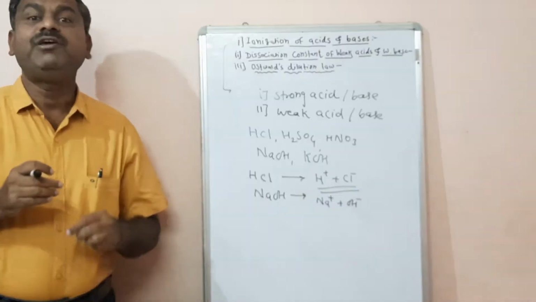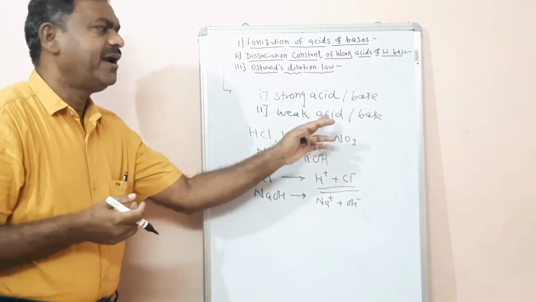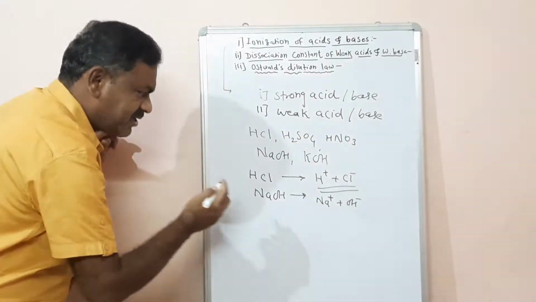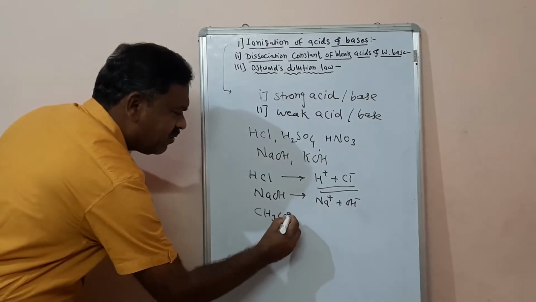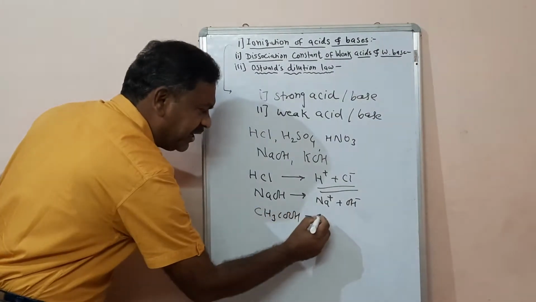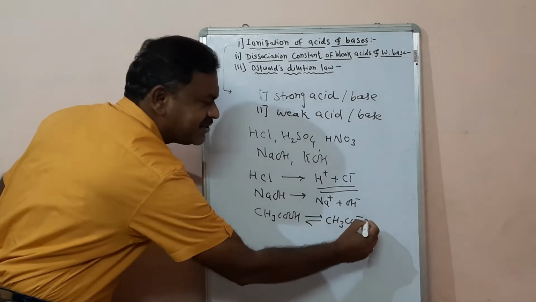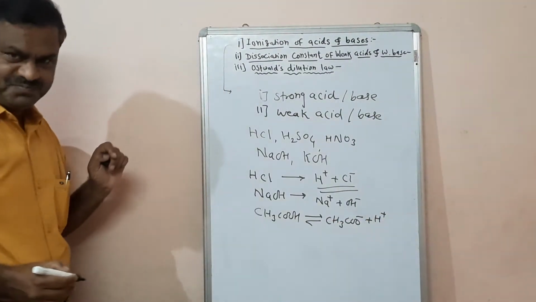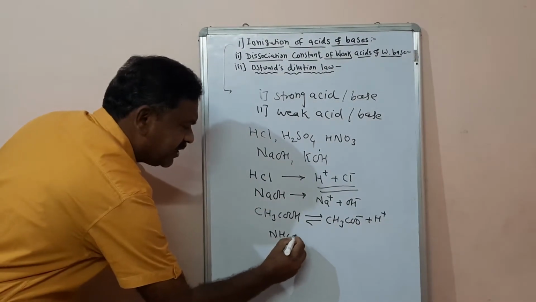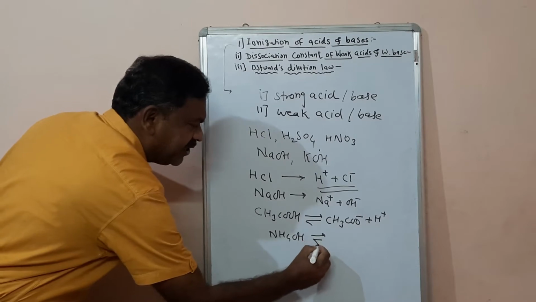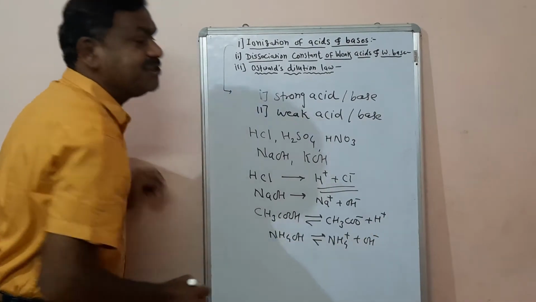Another type is the weak acid and the weak base. Now an example of a weak acid: CH3COOH, that is acetic acid, dissociates to form CH3COO minus and H plus ions. Another, ammonium hydroxide, is a weak base. It dissociates to form ammonium ions and hydroxyl ions.